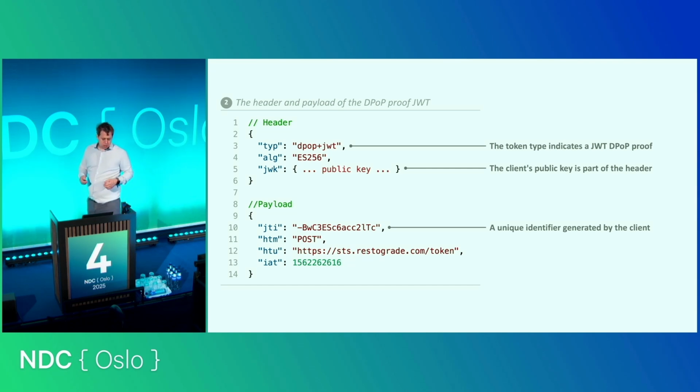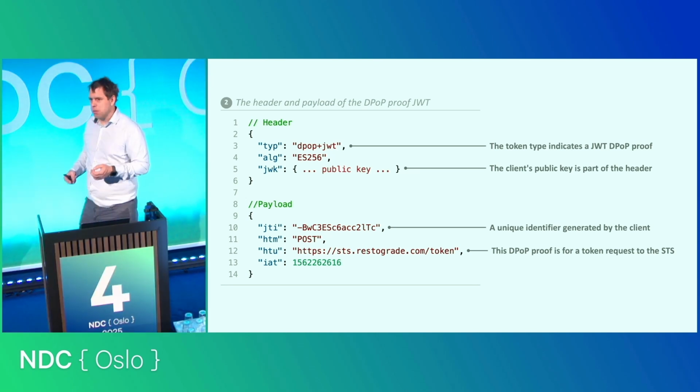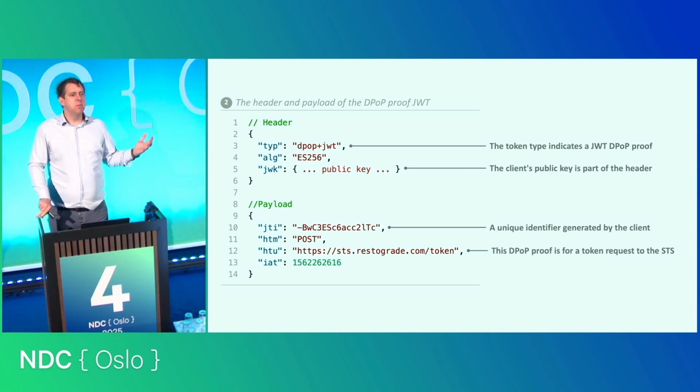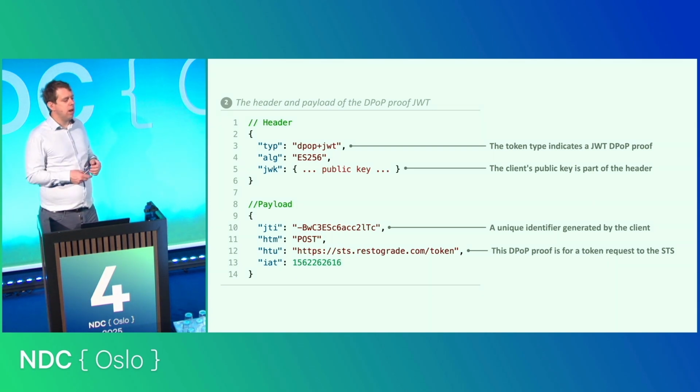All right? We also include the endpoint we're calling and the HTTP method in line 11 and 12. We basically say this is a POST request to the token endpoint. All right? That limits the power of the proof. It's only valid for one specific endpoint in practice. And then we include an issued at timestamp, allowing the STS to verify when this proof was issued. And that allows the STS to enforce freshness. Like the STS can say, I only want DPoP proofs from the last minute. I don't want anything older, because why would I accept old stuff? That makes no sense to do in practice.